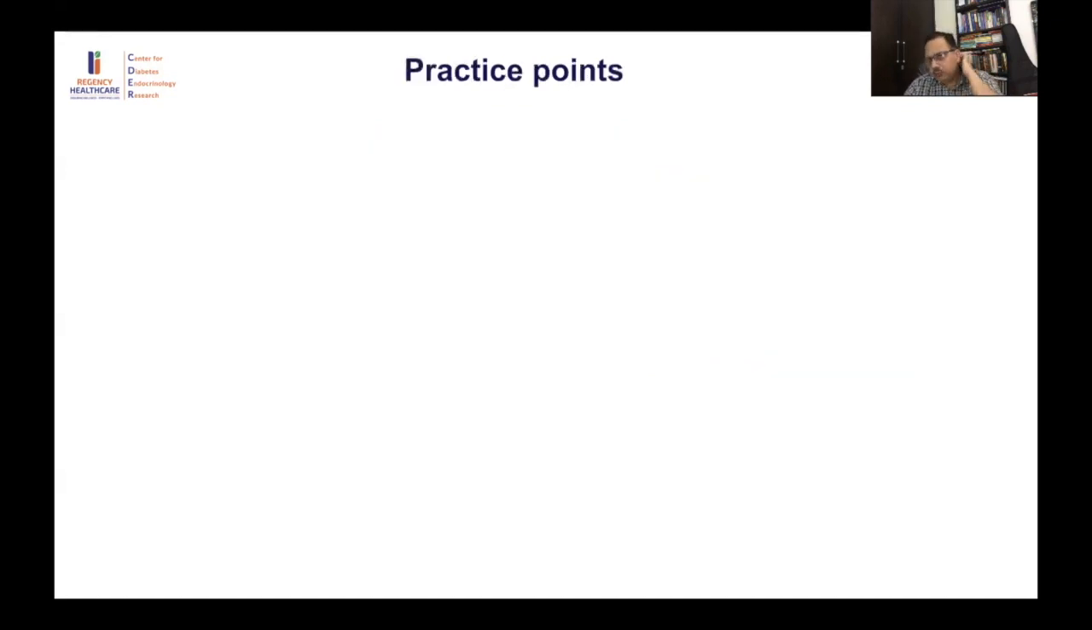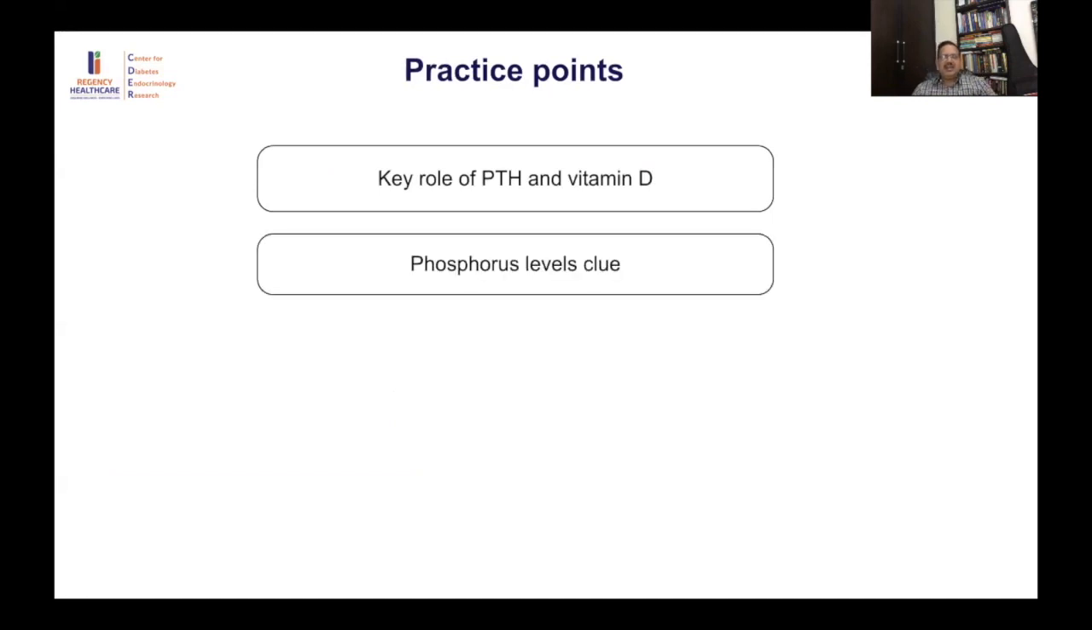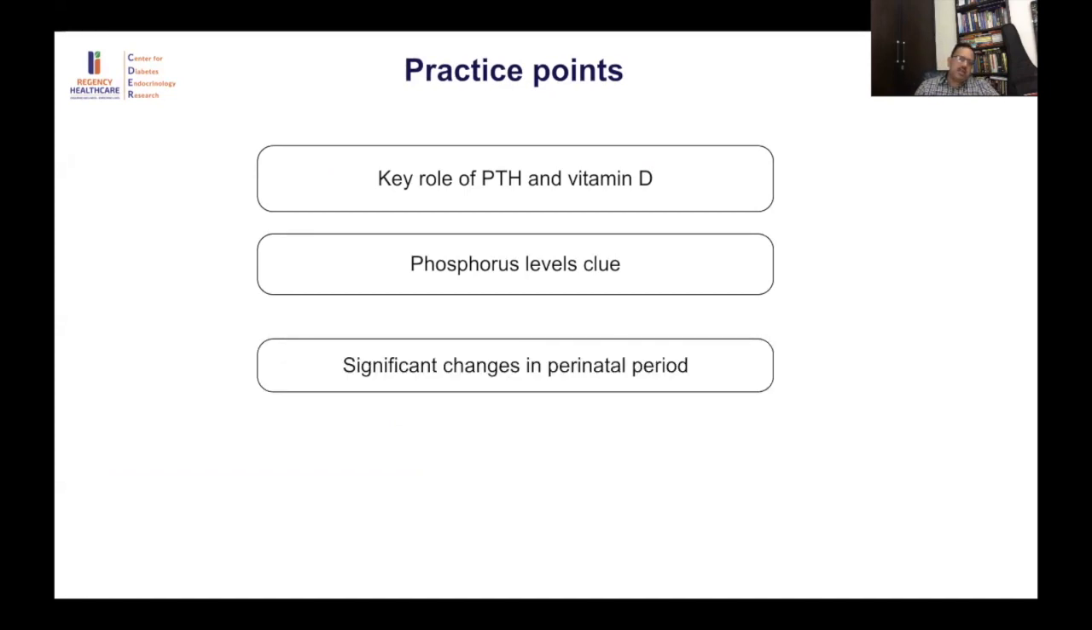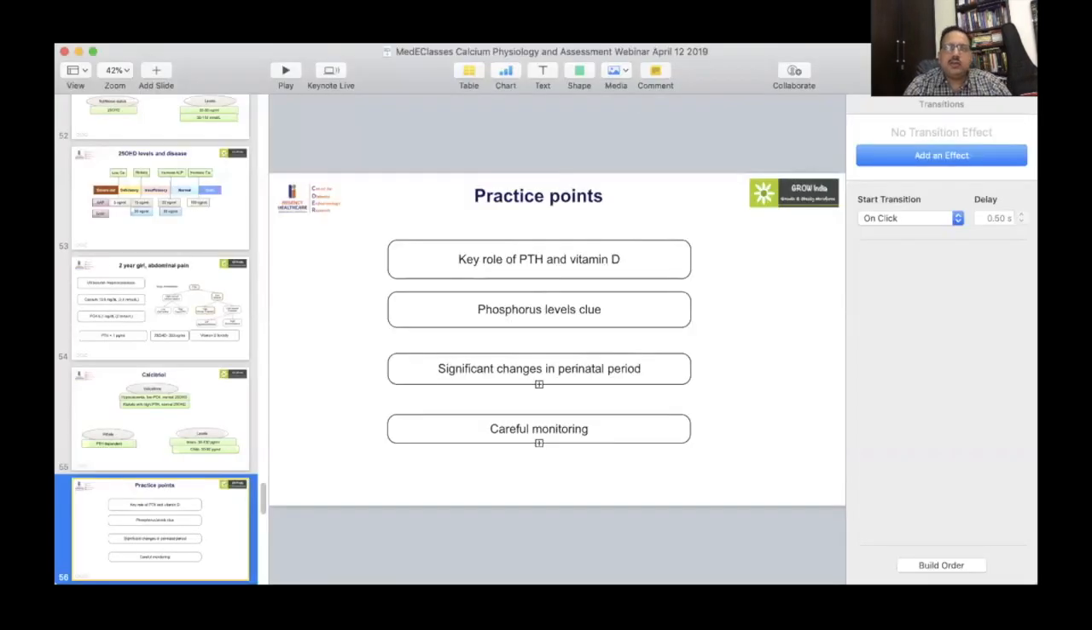So, the key practice points. We've discussed a lot about physiology, a bit about pathophysiology, and how to assess. This will really form the basis of how to go ahead in evaluating and managing a child with calcium disorders. There is a key role of PTH and vitamin D. Phosphorus levels provide a clue in terms of diagnosis. There are significant changes in the perinatal period, and one needs to be careful in monitoring vitamin D.